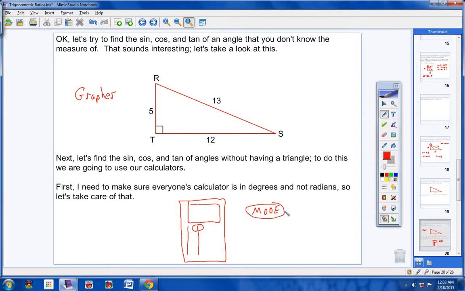After you've done that, please listen carefully. Right beside the mode button right here is your shift button or your second button, okay? To come out of this mode, you hit second and then mode, because right above mode is the word quit. So anytime you want to quit something on your calculator, on this grapher, you hit second and then mode, which really means quit. So hit second mode, and now you're in degrees, okay?